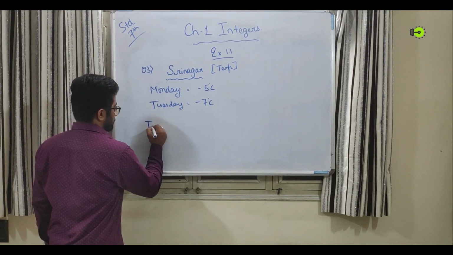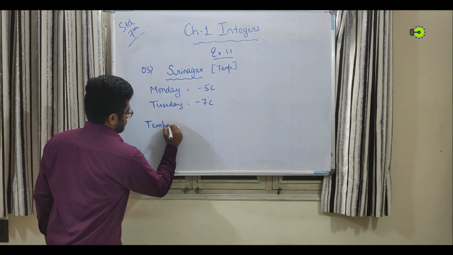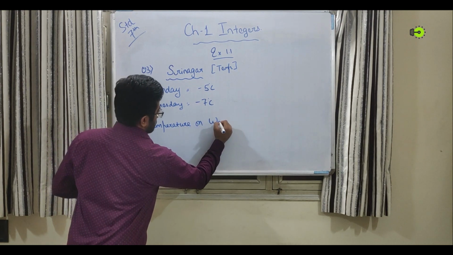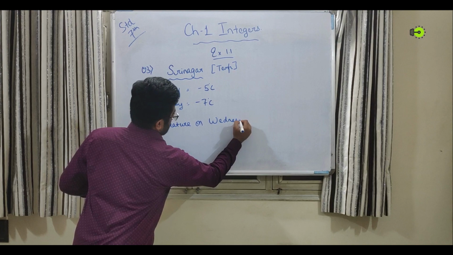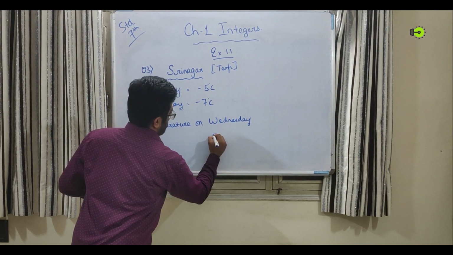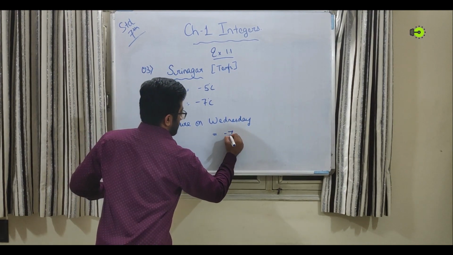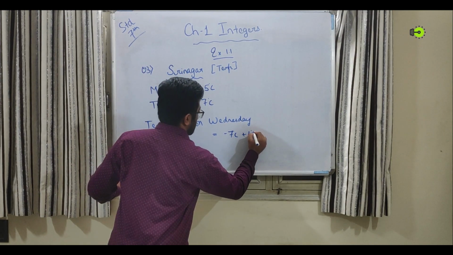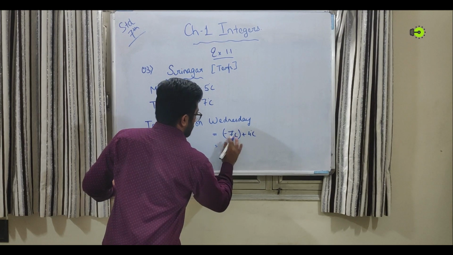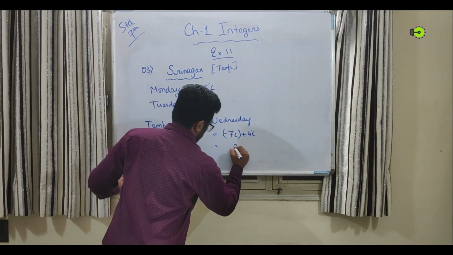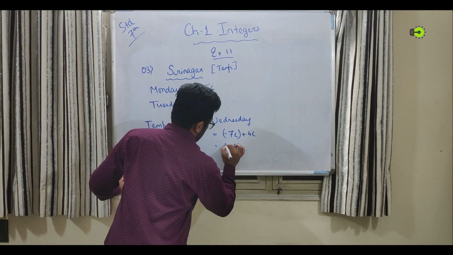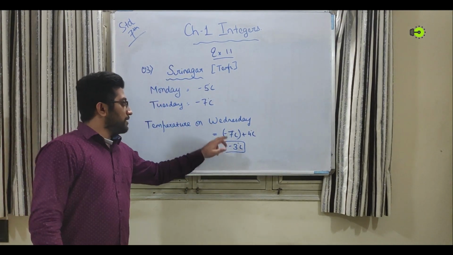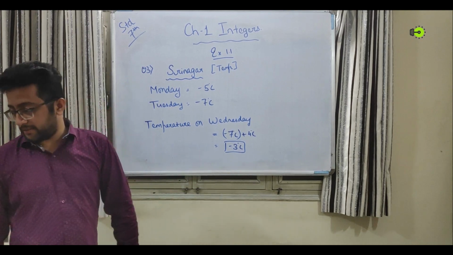So the temperature on Wednesday will be -7 degrees Celsius. Now we have to add +4 degrees Celsius. So plus minus becomes minus, that is 7 minus 4, 3 degrees Celsius. Sign of the greater, that is -3 degrees Celsius. So the temperature of Srinagar on Wednesday will be -3 degrees Celsius. Okay.